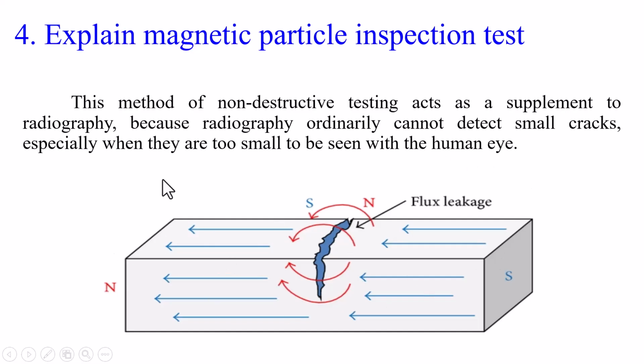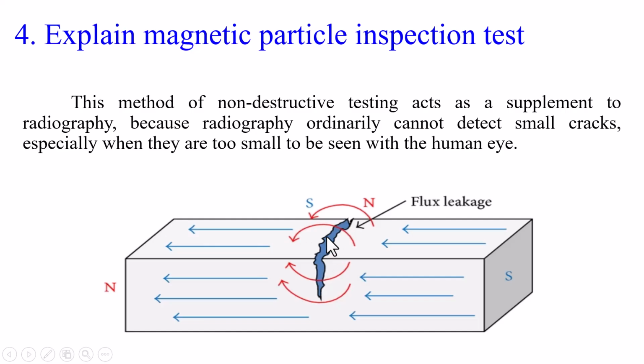This is a small indication of this test setup. You can see this is a workpiece, simply a component. Maybe it is a cast product, and maybe it has some cracks somewhere. There is a crack here. So we are applying some magnetic field. It will have a North Pole and a South Pole. In the crack region, we are also using some magnetic particles.